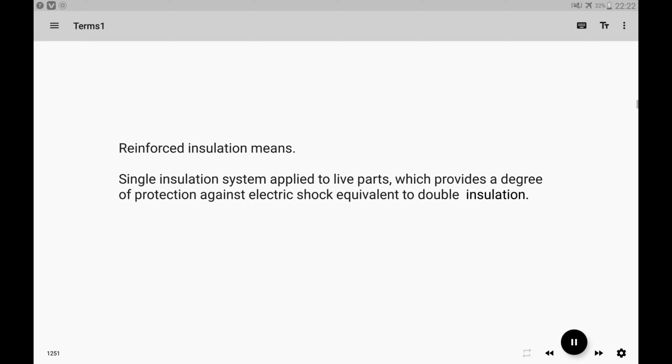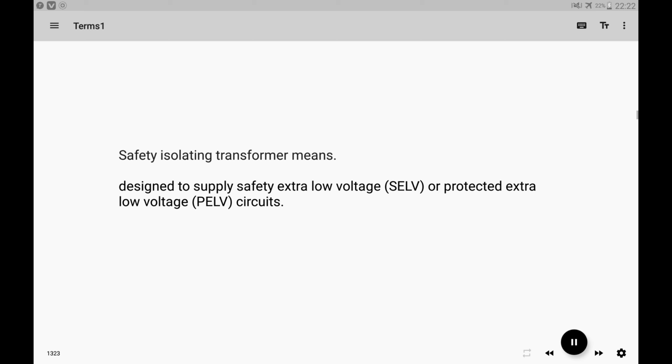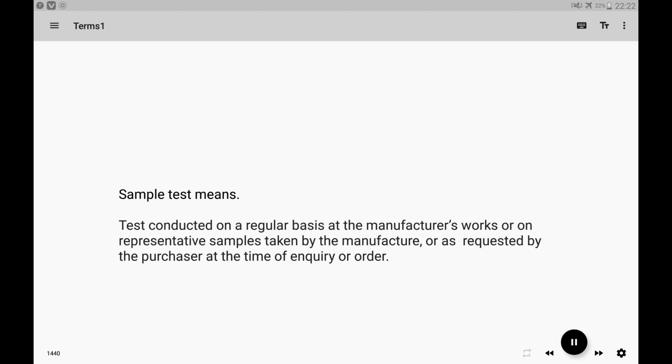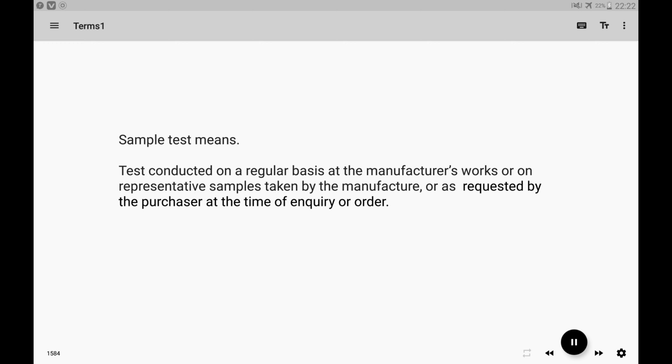equivalent to double insulation. Safety isolating transformer means transformer designed to supply safety extra low voltage, SELV, or protected extra low voltage, PELV, circuits. Sample test means test conducted on a regular basis at the manufacturer's works or on representative samples taken by the manufacturer, or as requested by the purchaser at the time of inquiry or order.